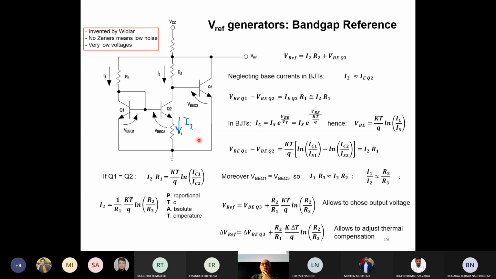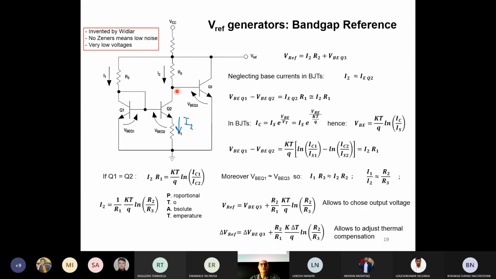Now I can make a different consideration. Basically, I need to know IC1 and IC2. What are IC1 and IC2? They are I1 and I2, the collector currents of those two transistors. I can observe what the voltage on the collector of Q1 is. The voltage here on this node is, more or less, VB of Q1, which is around 0.7 volts.